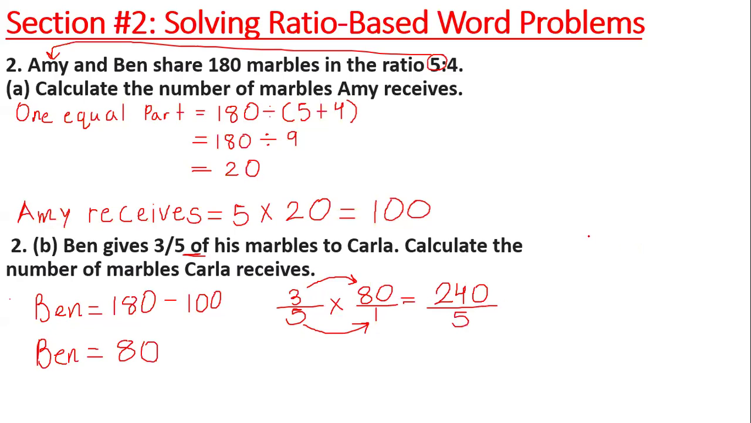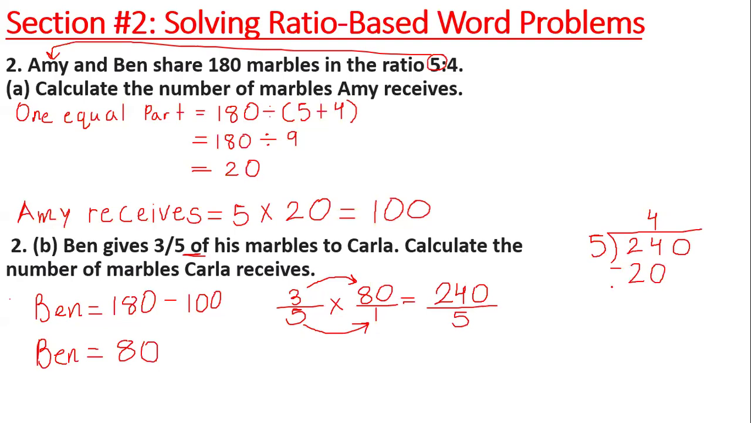So we say 5 into 240. How many times does 5 go into 24? 4 times. 5 times 4 is 20.